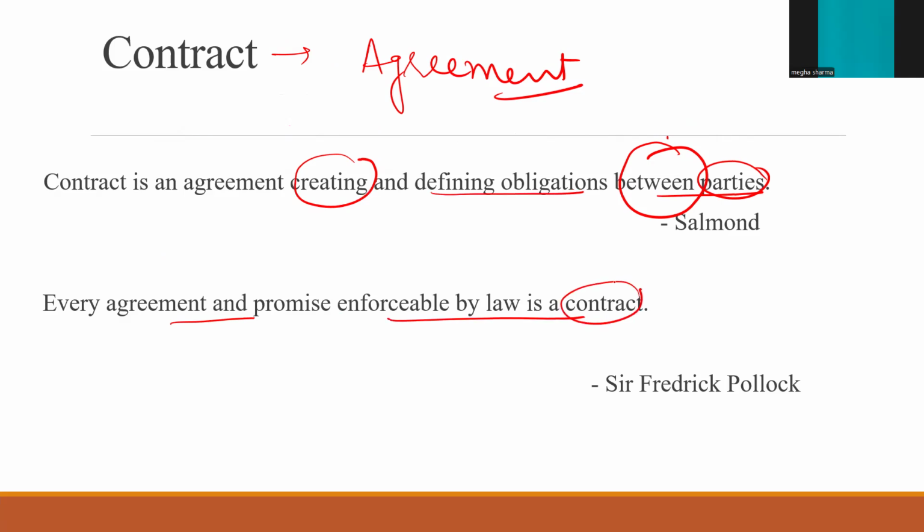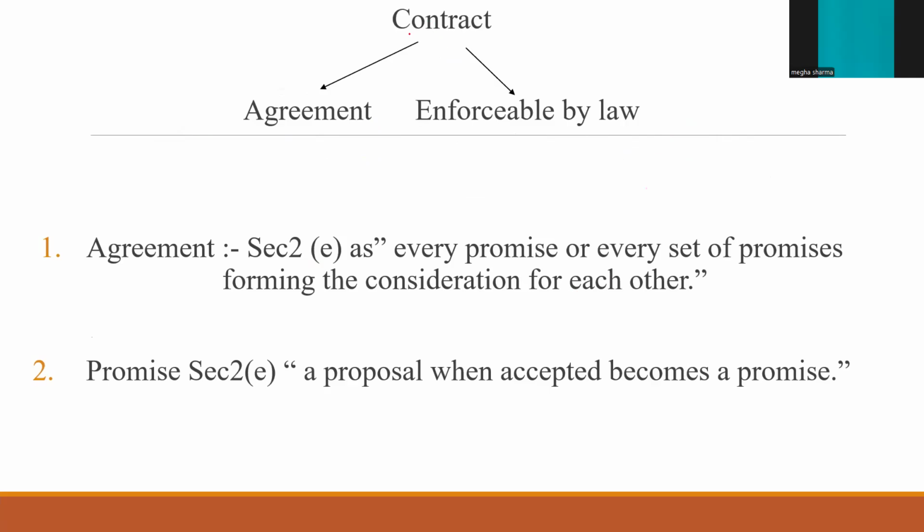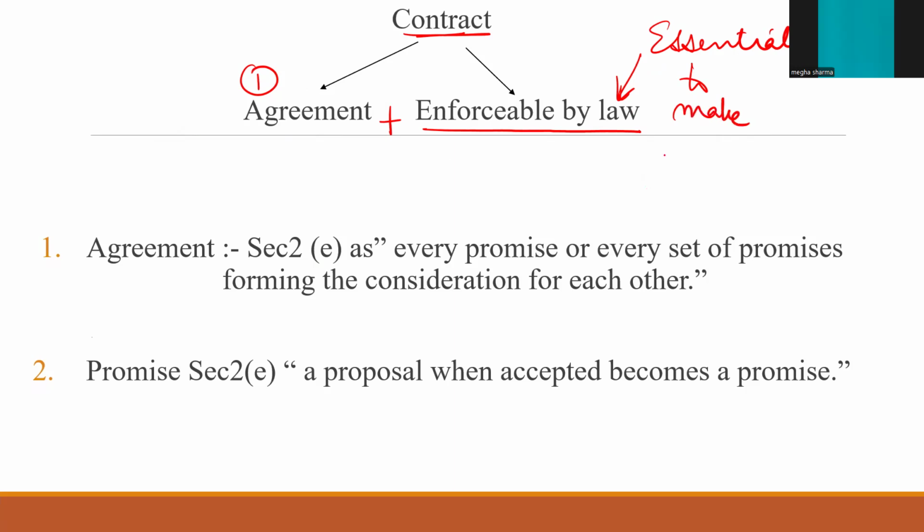So what exactly this definition states is that in order to build a contract, first we need to have an agreement, then we need to make it enforceable by law. That is, इसको legal बनाना पड़ता है. Legal in the context that we need to do all the formalities in order to fulfill all the essentials to make it a valid contract.